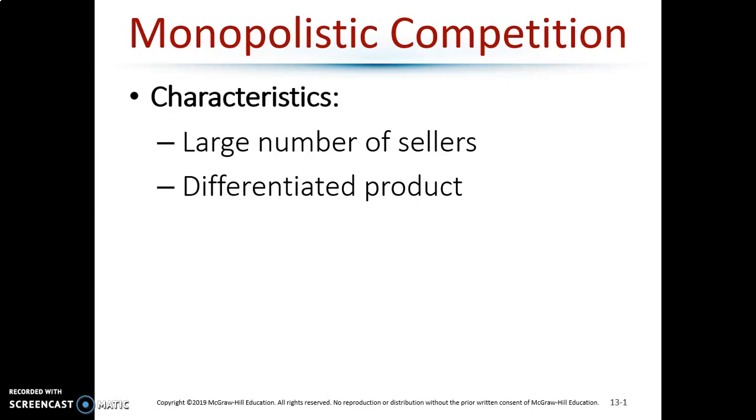Remember, that's how you figure out what the best way is to do things. And then remember, the third characteristic we looked at had to do with entry of firms. There are a large number of sellers, so you ought to be able to guess that it's pretty easy to get in and out of the market. Otherwise, there wouldn't be a lot of sellers.